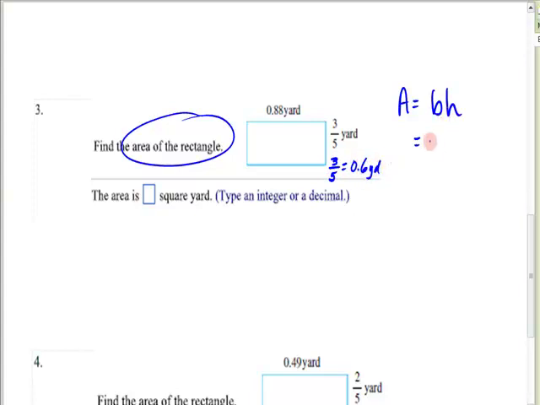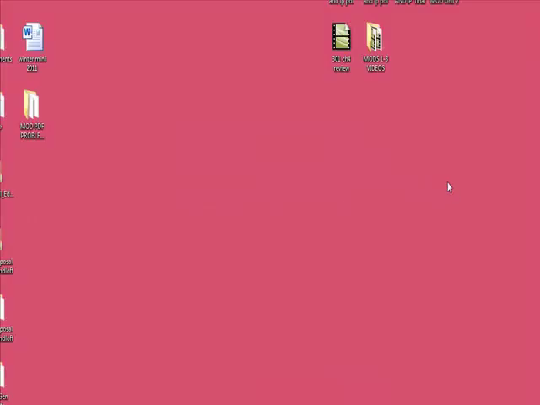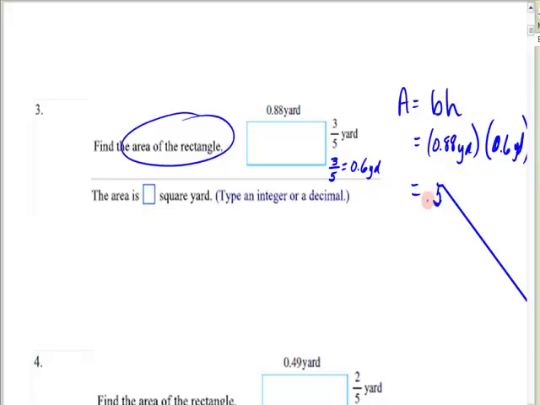So the base is 0.88 yards times 0.6 yards, and 0.88 times 0.6 gives me 0.528 square yards. It's a little over half of a square yard.